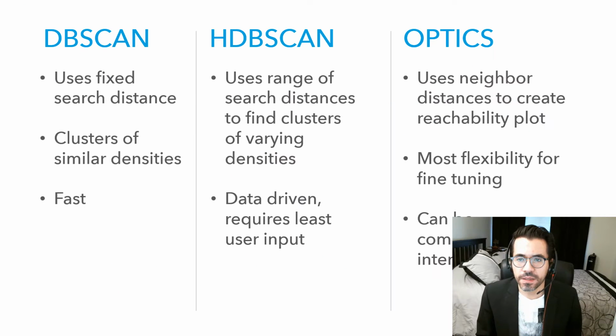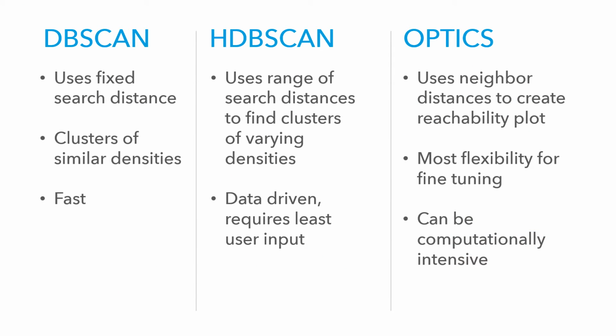So in summary, we have three tools. DBSCAN, which uses a fixed search distance. It's really fast, and it's really meant to be a manual approach. You know what it means to be a cluster. HDBSCAN, which uses a range of search distances. It allows the spatial distribution of your data to really dictate what it means to be a cluster. And it requires the least user input. All you have to tell it is how many features per cluster.